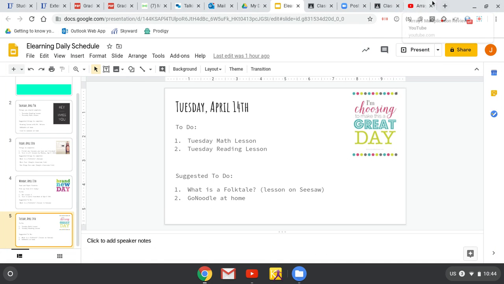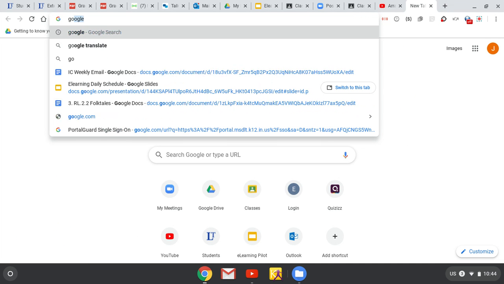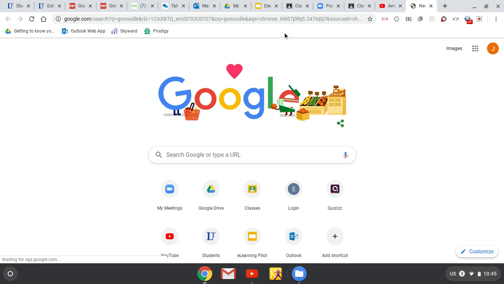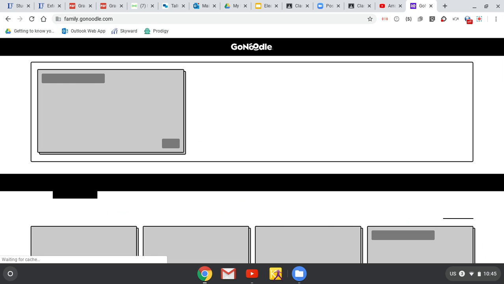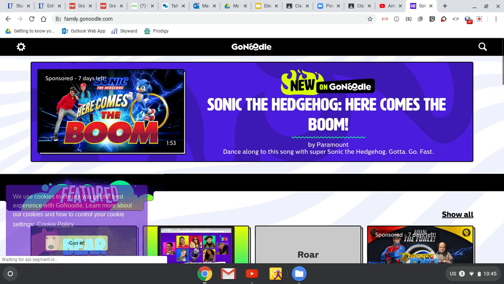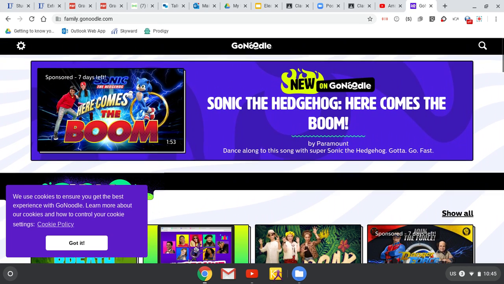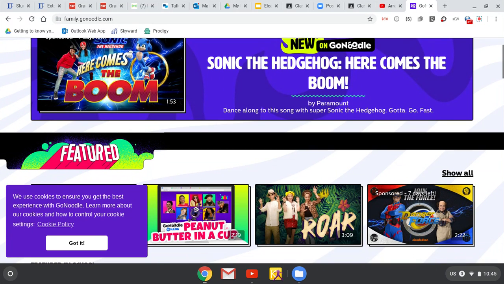My second suggestion for today is that you do some moving at home with Gonoodle. I'm going to remind you how to find Gonoodle. Open a new tab, search for Gonoodle. Click on the website home. I have already shown you how to click on the page for families, so it's not showing me that page today. But if you see an option to click on it for families or for an educator, you want to click at home for families.